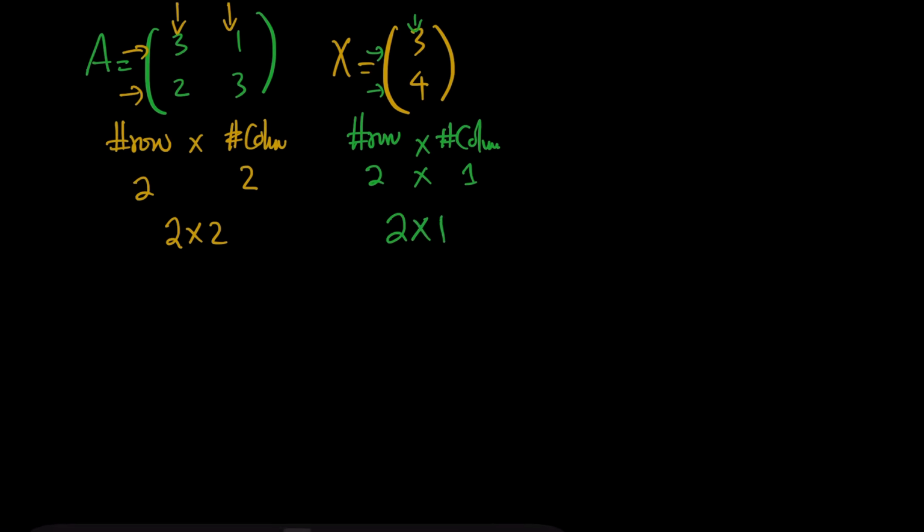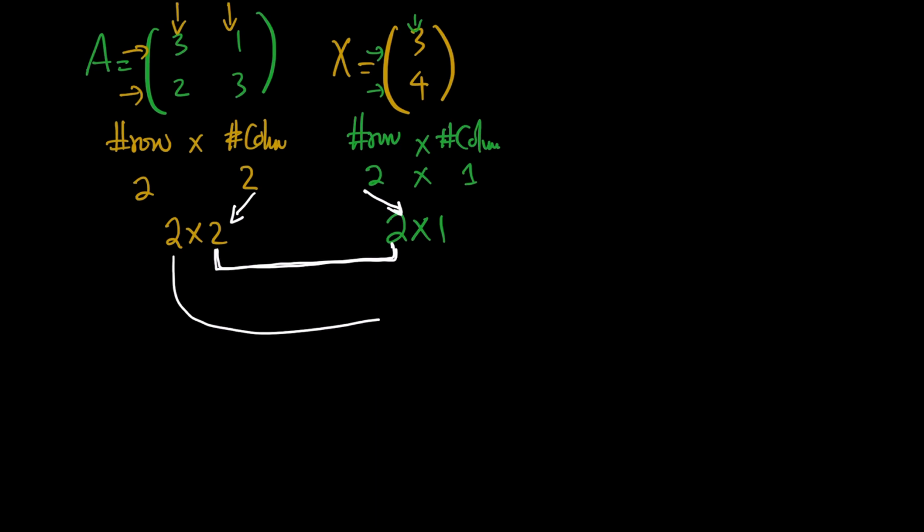Now, for you to be aware that the multiplication is possible, we should make sure that these are the same. That means the number of columns of the first matrix should be equal to the number of rows of the second matrix. Now you can see that 2 is equal to this 2. It means that when we multiply, we're going to get a 2 by 1 matrix, which is pretty much a vector. So if you multiply a matrix with a vector, you end up getting a vector. I think that's what we are insinuating.